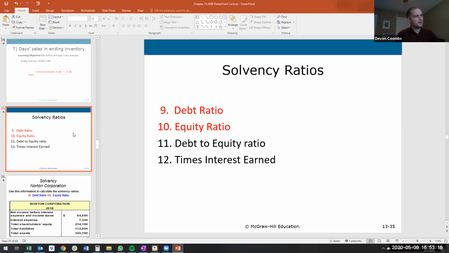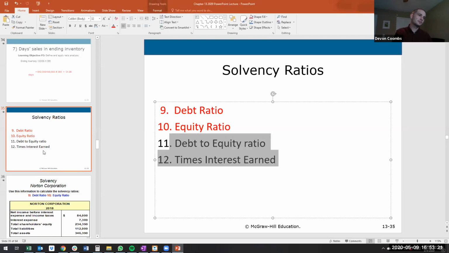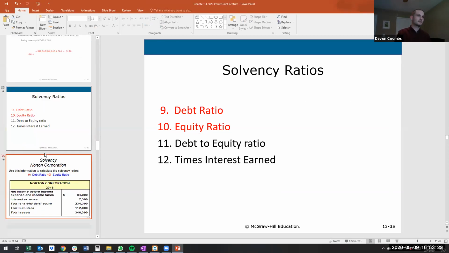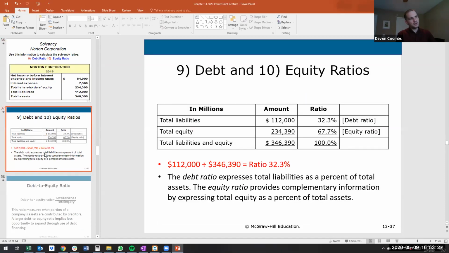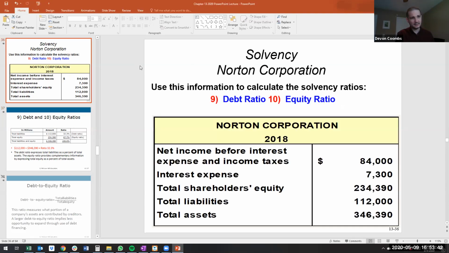So solvency ratios. What we're going to focus on mainly is the debt ratio and equity ratio. I want us to learn these other two as well, debt to equity and times interest earned. We're going to use these numbers, but you can go back to them for examples. So the debt and equity ratios. The debt ratio expresses total liabilities as a percent of assets, and the equity ratio expresses total equity as a percent of assets. Relatively straightforward, right?